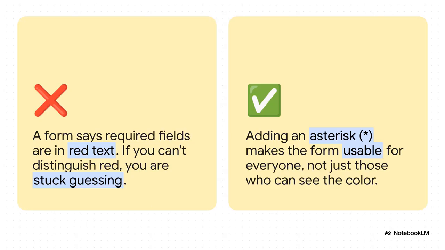And here's a perfect example of just how simple the solution can be. On the left, you've got a form that just uses red text for required fields. If you can't see red very well, you're basically flying blind. But look at the one on the right. Just by adding a simple asterisk, the form is instantly clear to everybody. The color is still there, as a hint, sure, but it's not doing all the heavy lifting by itself anymore.